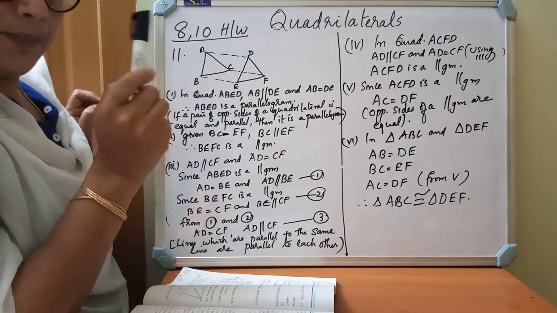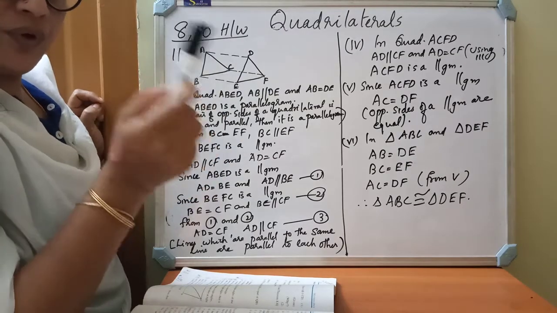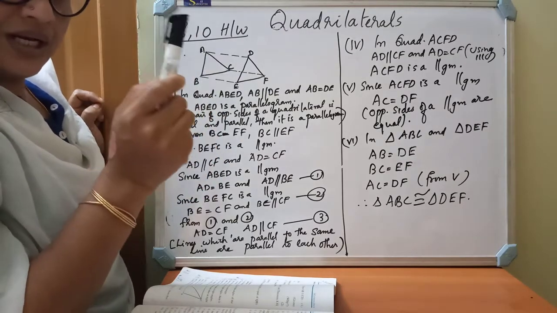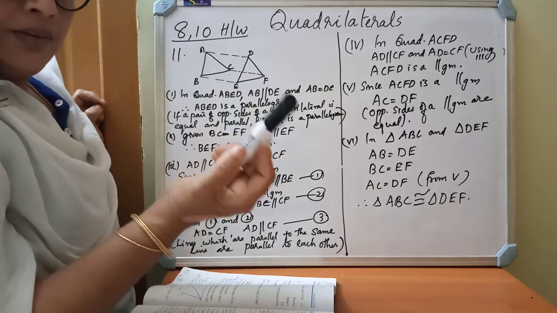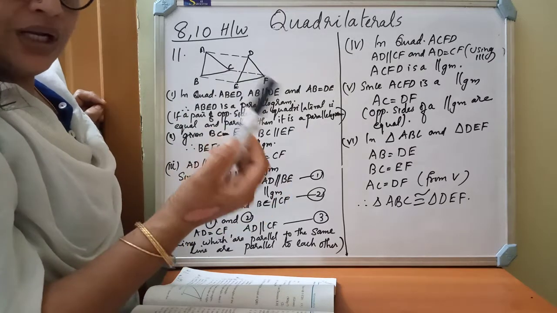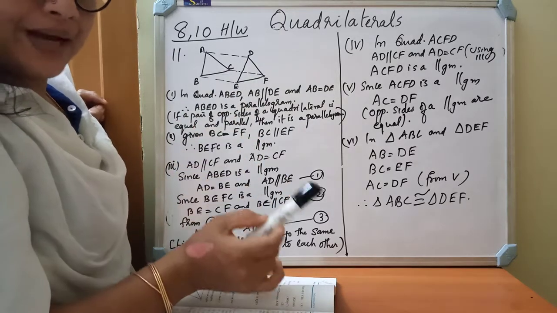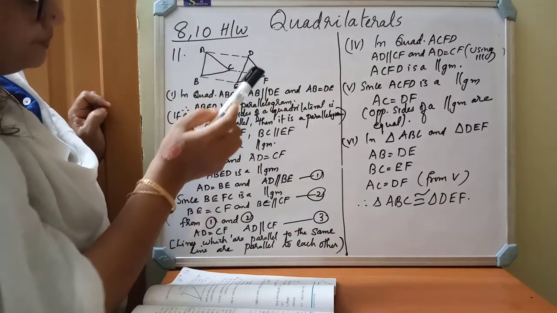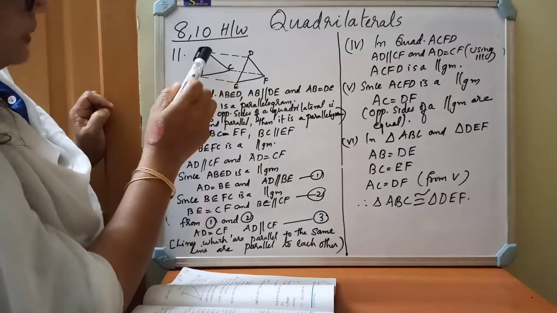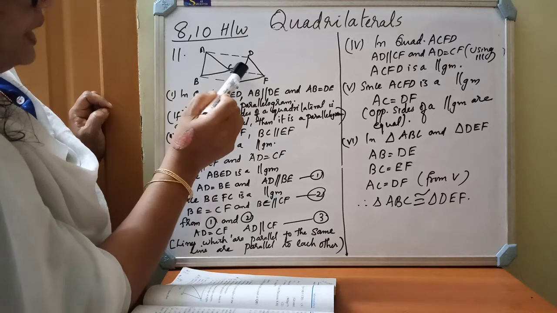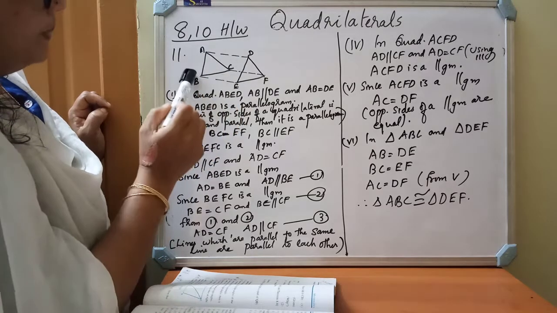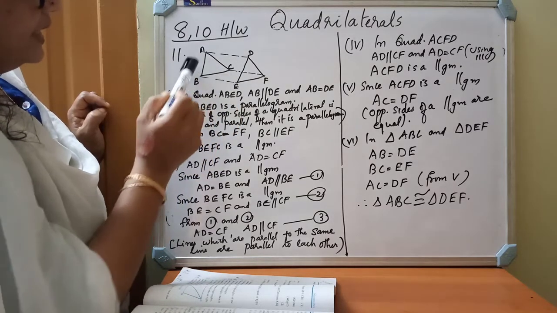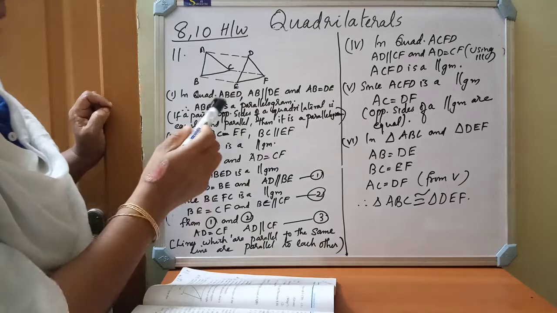By theorem 8.8, if one pair of opposite sides of a quadrilateral are parallel and equal, then we can say that it is a parallelogram. So AB and DE are equal and parallel, so you can say that ABED is a parallelogram.